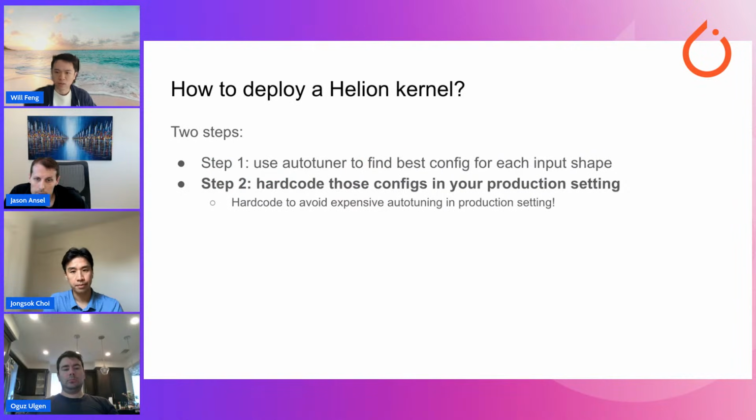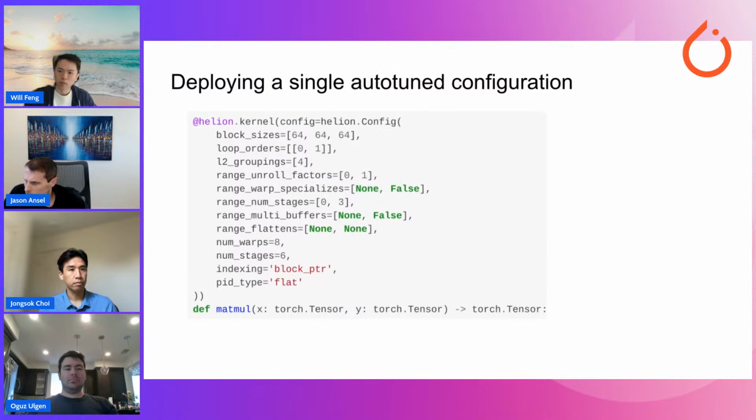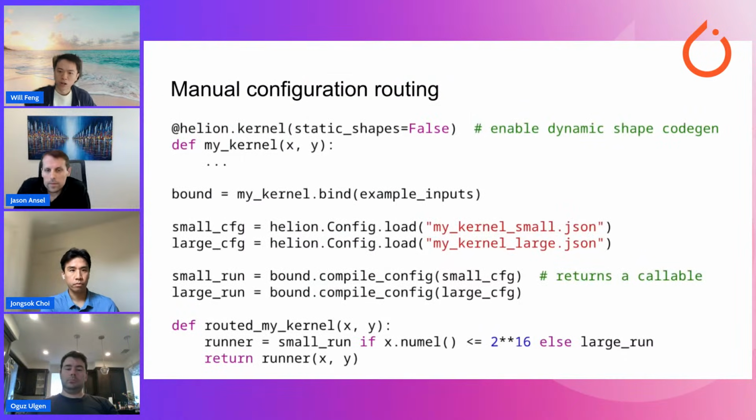So let's go to step 2, which is like we already have all these configs, and then what are the common ways to hardcode these configs in my production setting? If you only have a specific one configuration you want to deploy, you can just add it as a decorator onto the Helion kernel function with the config information. Or if you have a few configs and you want to dispatch based on the number of elements in the tensor, you can do something like this to build a custom router.